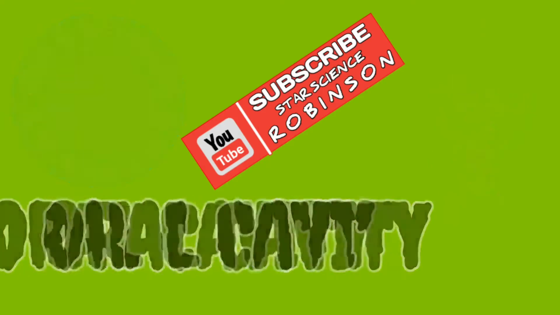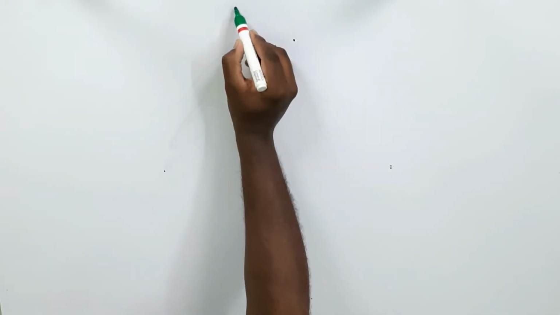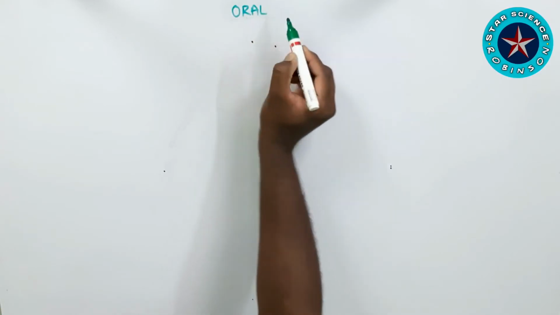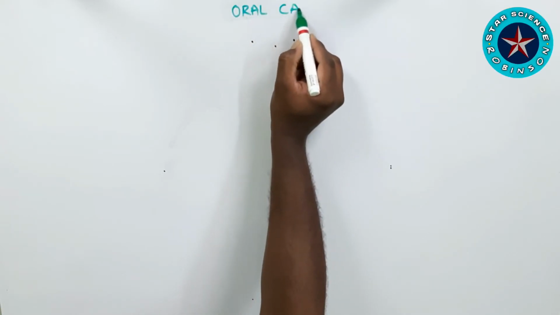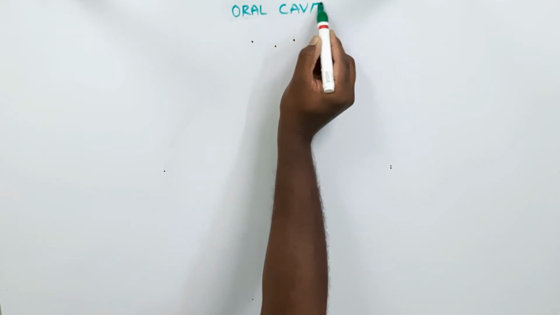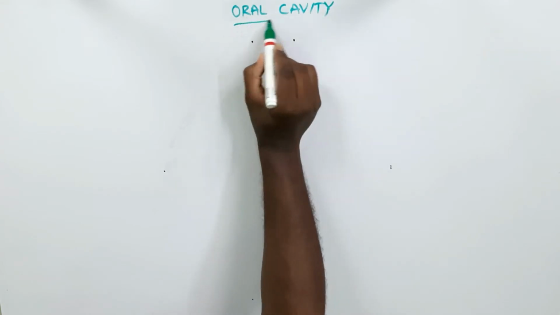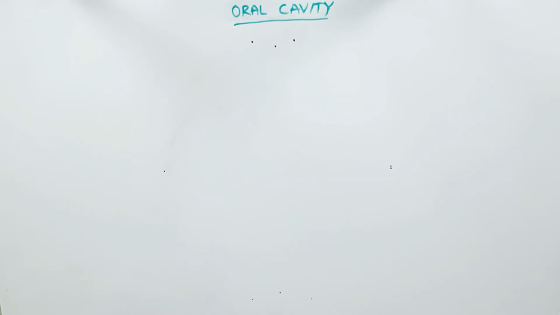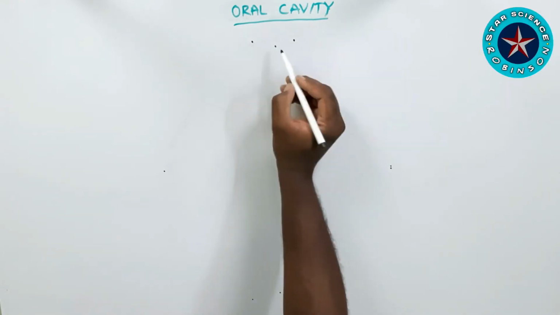Let's get into the topic: the oral cavity. The oral cavity can also be called the mouth. Today we are going to deal with the oral cavity: what it is, what its structure is, what its functions are, and the parts of the oral cavity. We'll go step by step in a diagram.